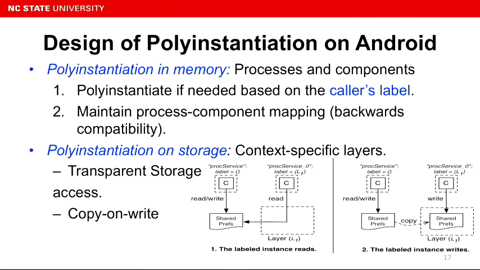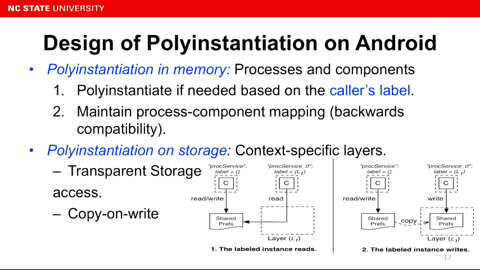Now we designed polyinstantiation on Android in terms of memory and storage. For memory, we created separate instances of processes as well as Android components in terms of the caller's label. On Android, developers can specify a mapping between processes and components, so developers can specify a component to run in a specific process. And we can maintain this mapping in our approach, but per secrecy context. We cannot really maintain cross-context secrecy mappings, and it doesn't even make sense, because in every secrecy context, every process and every component is available. So that mapping can always be made in that particular secrecy context.